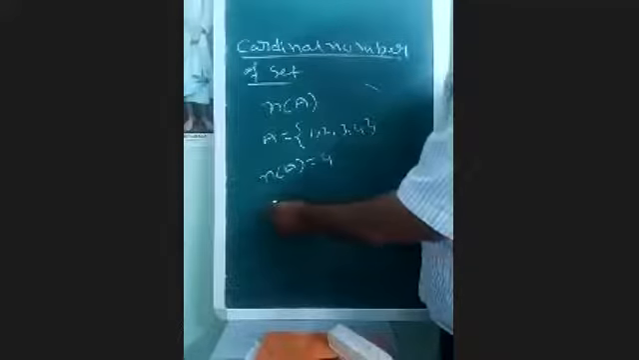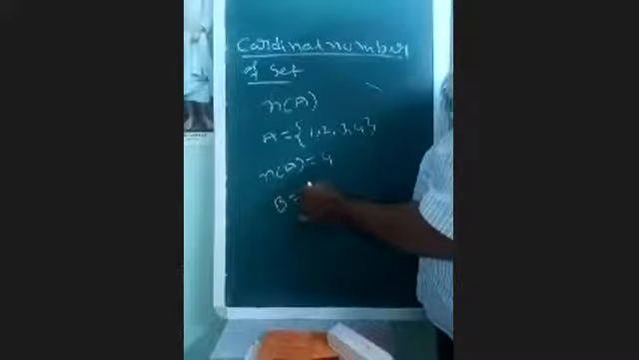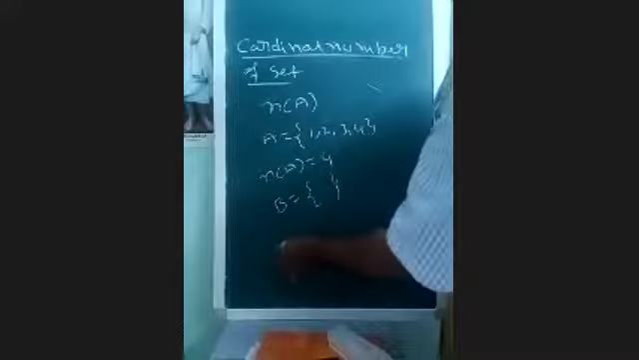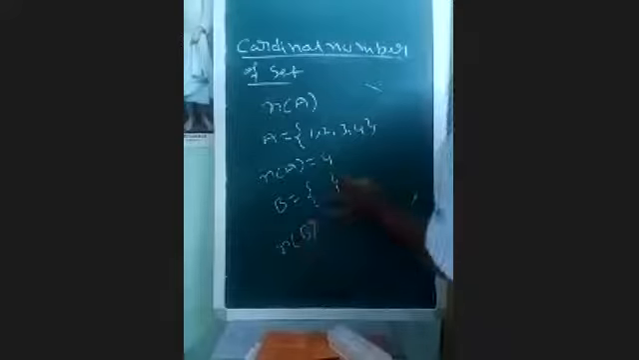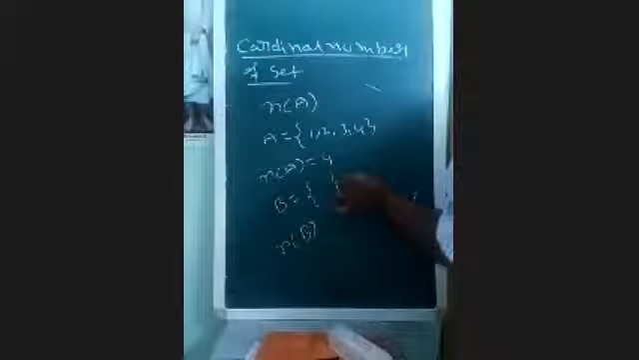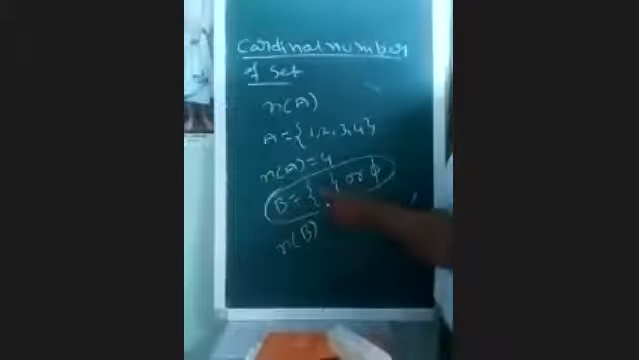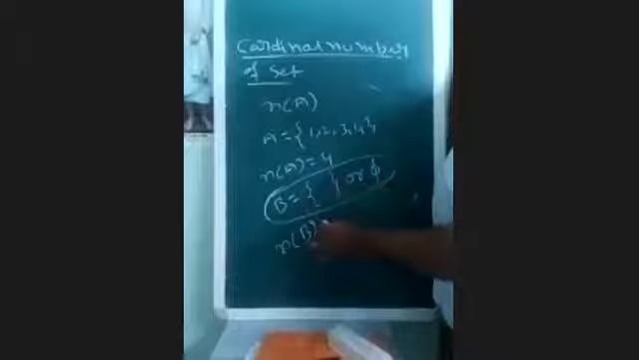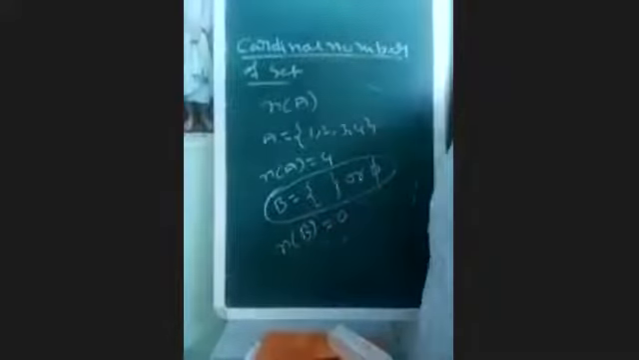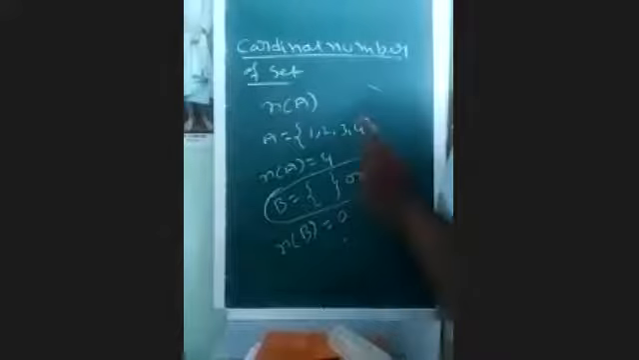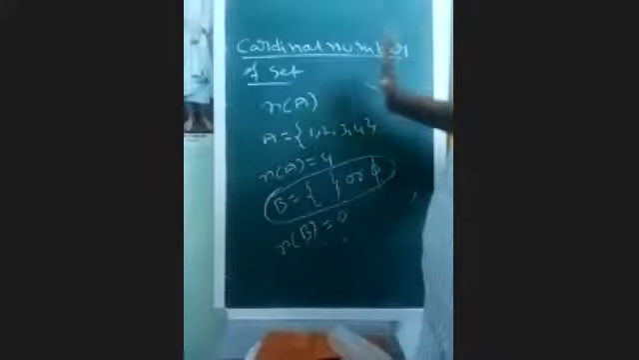Set B is the empty set, so n(B) is 0. How many elements does set B have? You observe they have no elements, then this is called 0. Do you understand? Most very important.